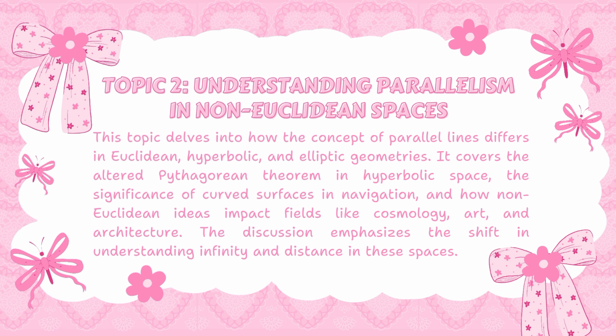Topic 2 is all about understanding parallelism in non-Euclidean spaces. This topic delves into how the concept of parallel lines differs in Euclidean, hyperbolic, and elliptic geometries. It covers the altered Pythagorean theorem in hyperbolic space, the significance of curved surfaces in navigation, and how non-Euclidean ideas impact fields like cosmology, art, and architecture. The discussion emphasizes the shift in understanding infinity and distance in these spaces.